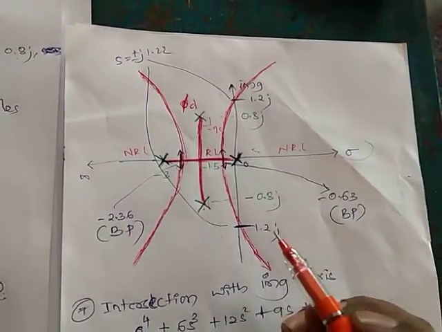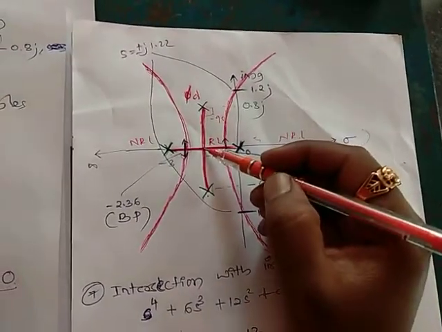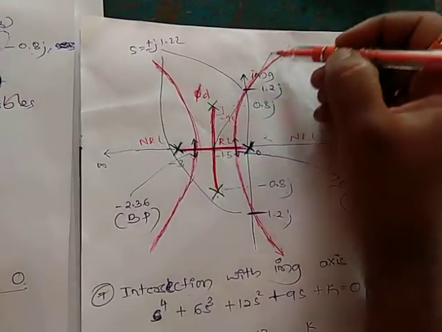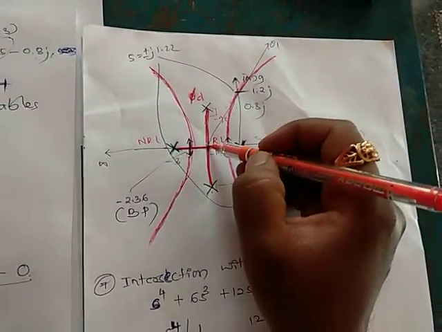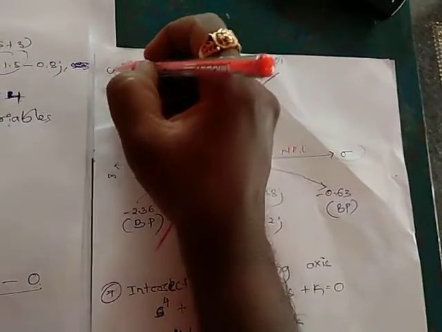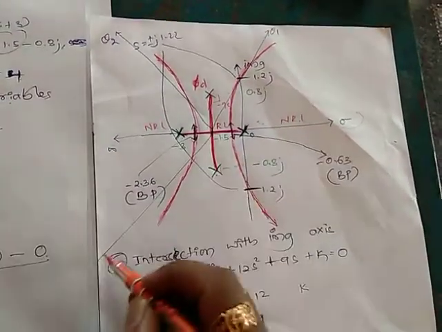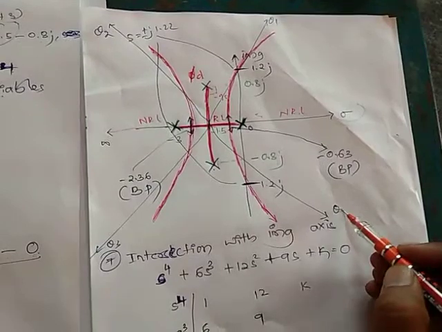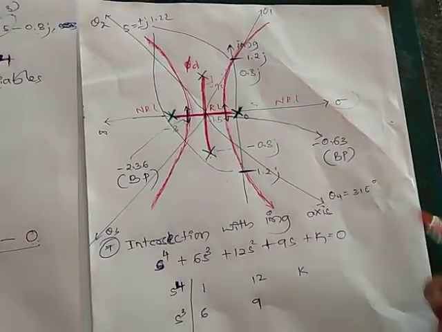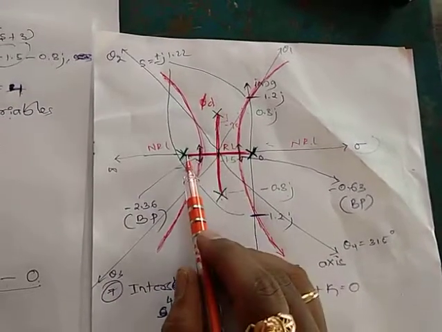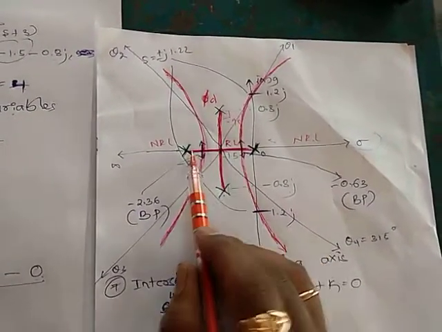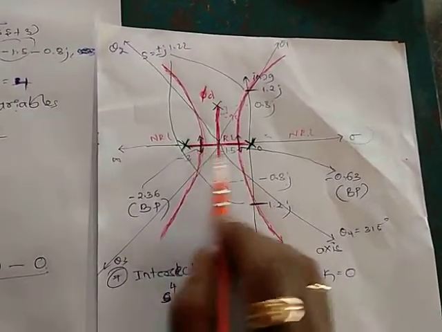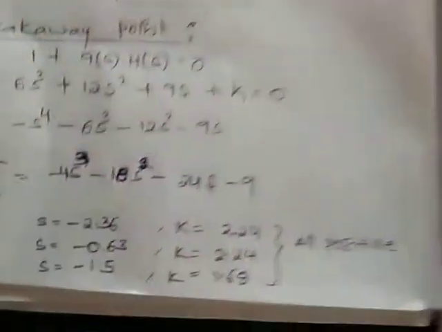I have marked the centroid as minus 1.5, then theta 1 is 45, theta 2 is 135, theta 3 is 225, and here you will get theta 4, which is equal to 315 degrees. Then regarding the breakaway point: when two adjacent poles are there and root locus exists between them, then there will be a breakaway point. So we will solve for the breakaway point now.